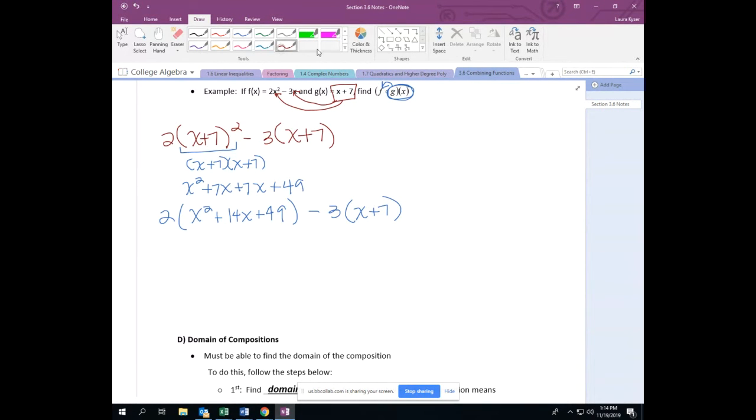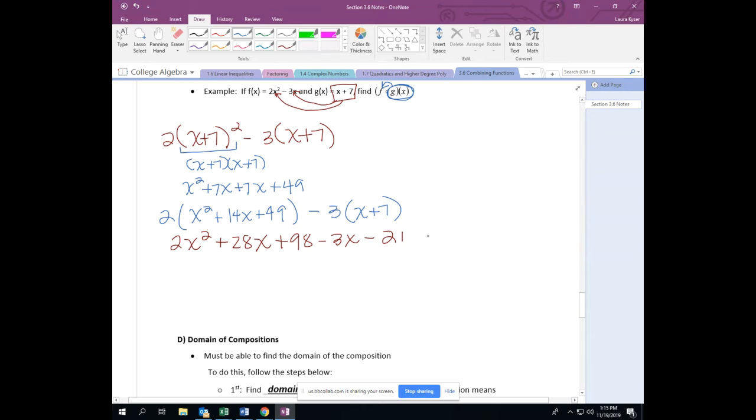And the next step in the order of operations is multiplication. So we're going to distribute. 2 times x squared is 2x squared. 2 times 14x is 28x. 2 times 49 is 98. Negative 3 times x is negative 3x. And negative 3 times 7 is negative 21.